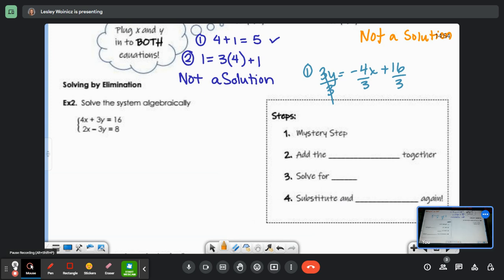So, the cool thing about solving a system is that it is legal to add the equations together. So after doing a mystery step that we don't have to do on this problem because it's already done, we are going to add the equations together. Now, why would we want to do that? What do you think happens when we add these together?